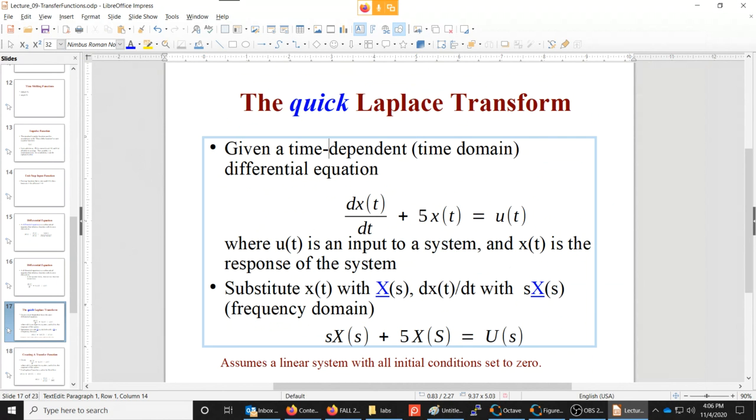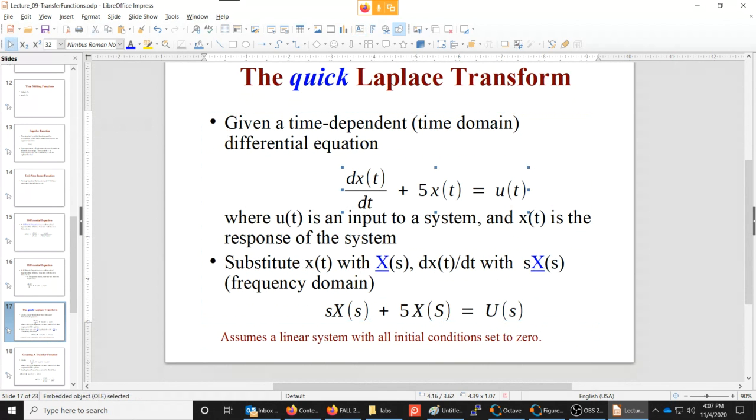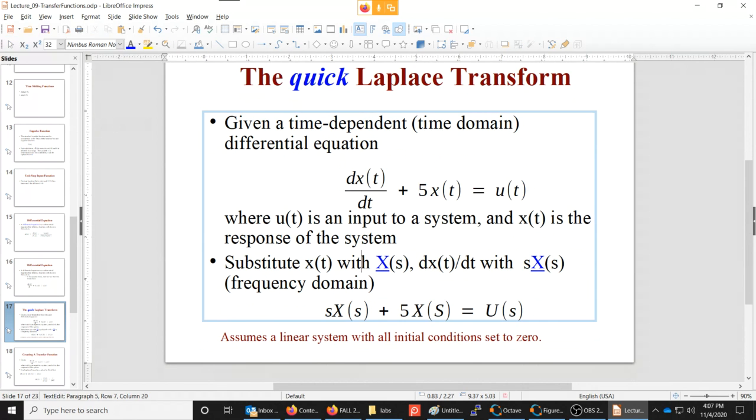And this quick approximation assumes that the system is at rest. So the system is not moving. It's just sitting there, right? Your car is sitting there, the keys turned off, the system is not moving. It's just at rest. And so what you do is basically you take your first derivative and you just make that an s, and then you use a capital X when you're in the s domain.